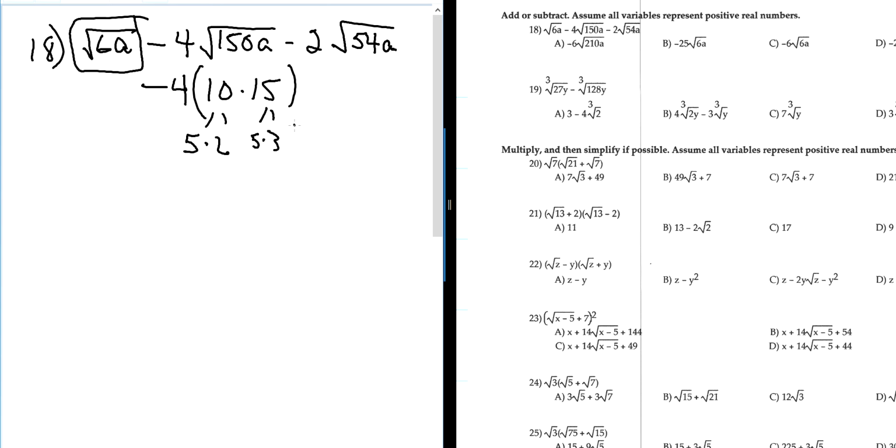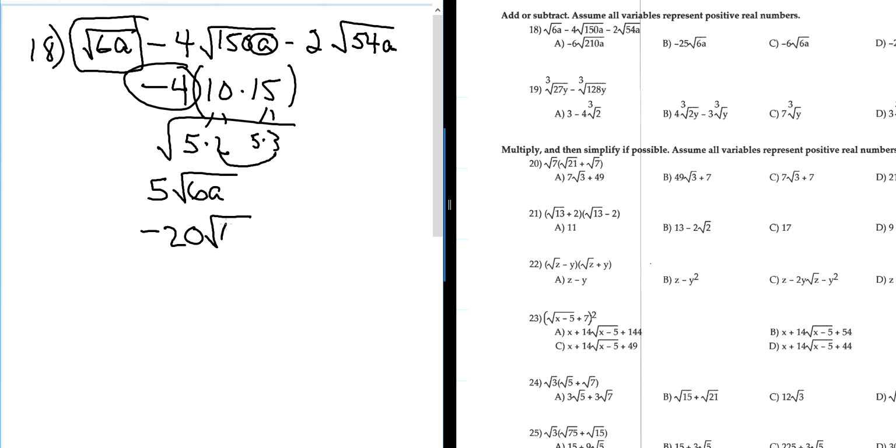So therefore I have the square root of this. For every 2, take out 1. So the 5 comes out, and what's left is the 2 times the 3, which is 6. And then don't forget the a comes down inside the radical. Now I have this minus 4 within the problem, so I've got to multiply these two numbers together: this negative 4 times the 5. So in essence, this becomes negative 20 root 6a.